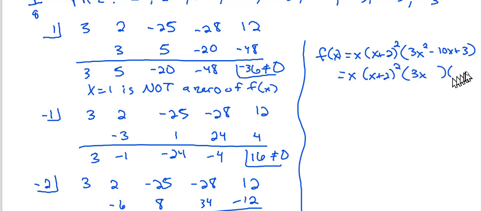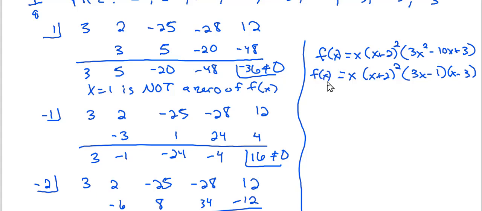I think this one actually factors. 3x and x gives me the 3x squared, and if I put a 3 here and a 1 here, both of them negative, I'm going to get my -10 because I get the -9 and the -1. So this is my f of x.